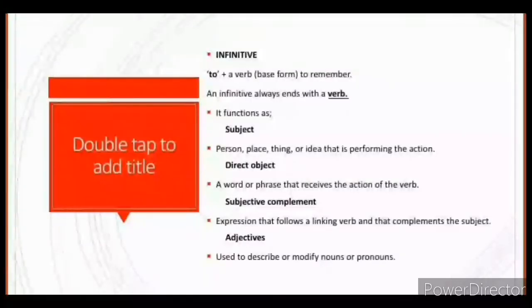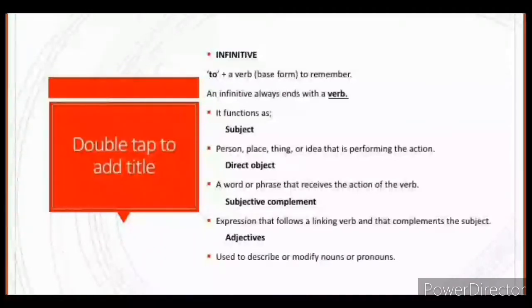First, we have the infinitives. An infinitive is a verbal consisting of the word to plus a verb. It is simply the stem form, functioning as a noun, adjective, or adverb. The word to followed by a verb in its base form is what you need to always remember: to plus a verb. An infinitive always ends with a verb. Again, it is to followed by a verb, and the phrase always ends with a verb.